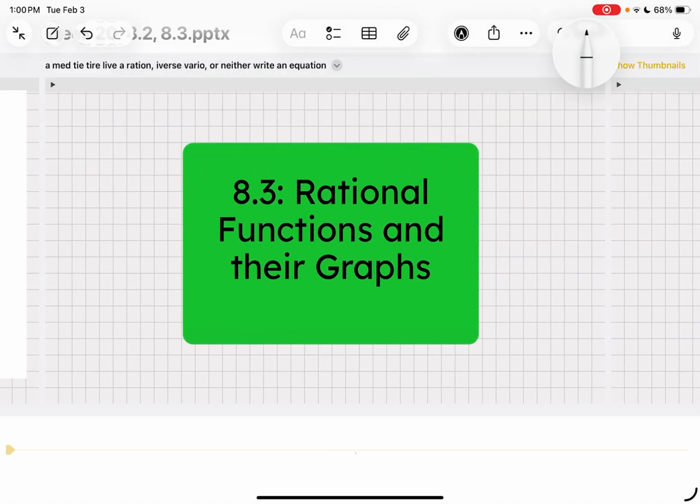We are going to pick up with 8.3. This is about rational functions and their graphs. Again, the PDF for these notes is on the portal if you want to go in and print those before we get started.